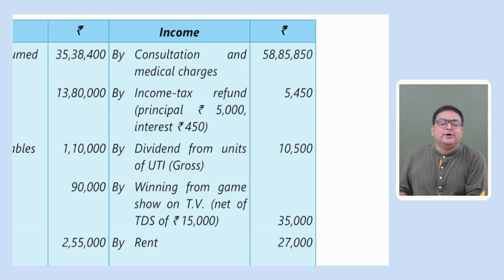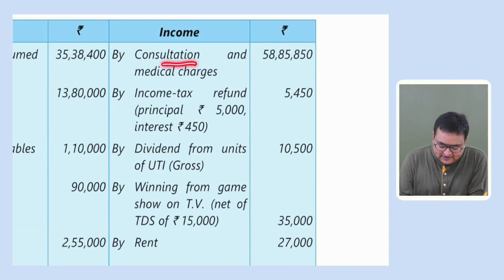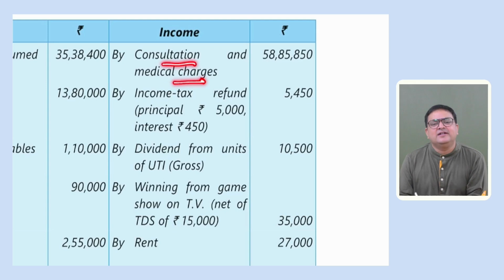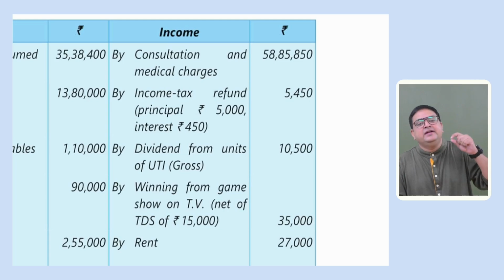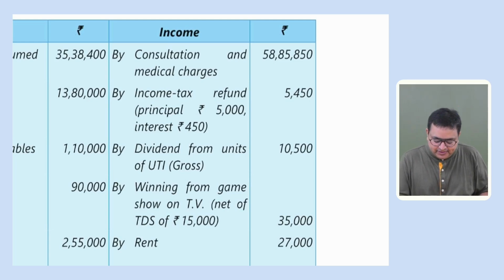So let's see what types of income she has in fact credited in her P&L account, income and expenditure account. I'm again saying P&L account, but income and expenditure or P&L account, same thing. Okay, so this is consultation and medical charges. See, consultation and medical charges for a doctor is PGBP, right? So we have no issues with it. It should be there in the credit side. Unless something is mentioned in additional information, we are okay with it.